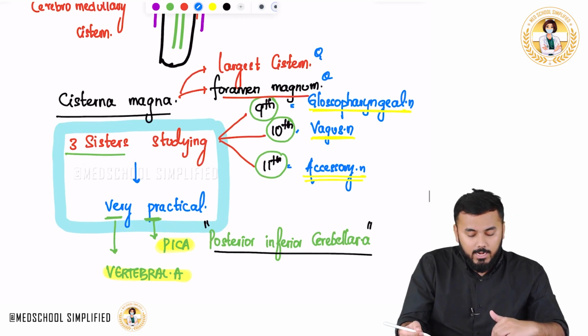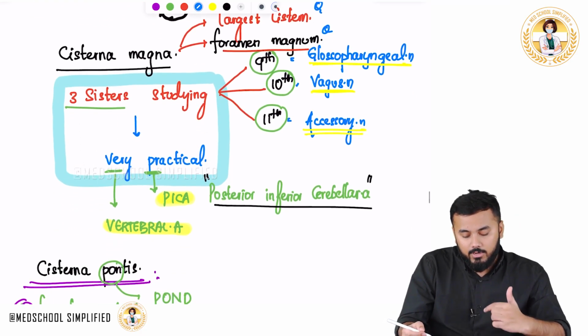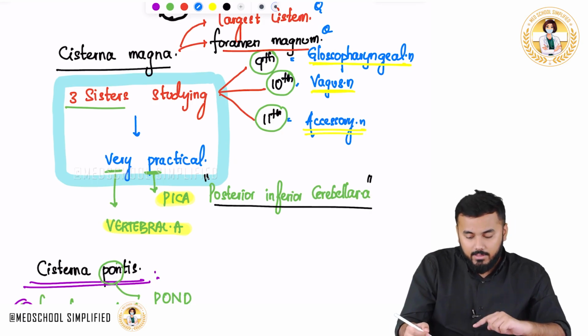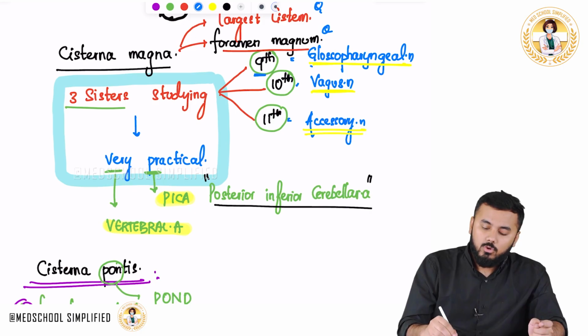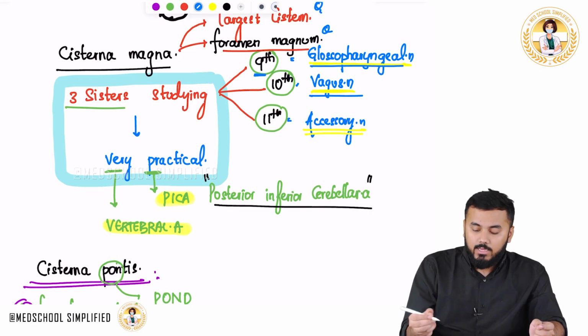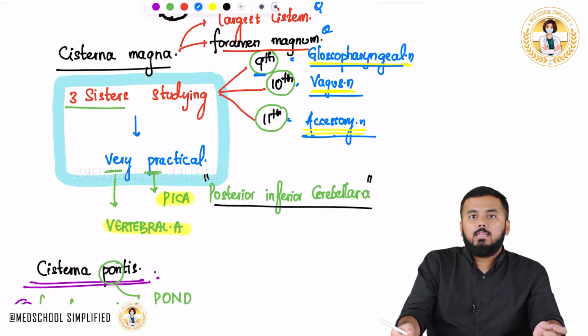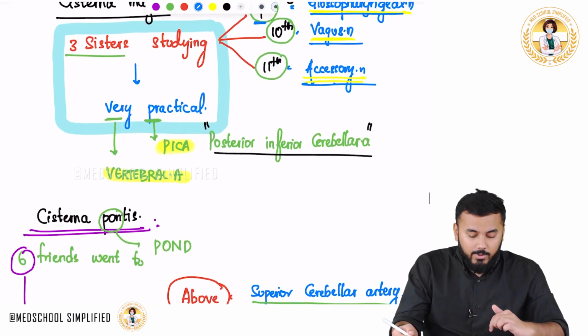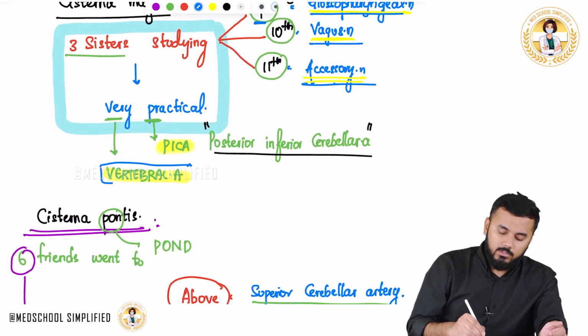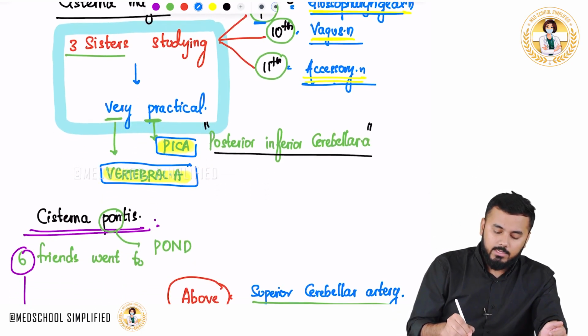Next important thing is that 3 sisters studying, they are very practical. 3 sisters studying what? 9th, 10th and 11th. What is the 9th one? 9th is the glossopharyngeal nerve, 10th is the vagus nerve and 11th is the accessory nerve. So very practical. V stands for what? V stands for vertebral artery and P stands for PICA.